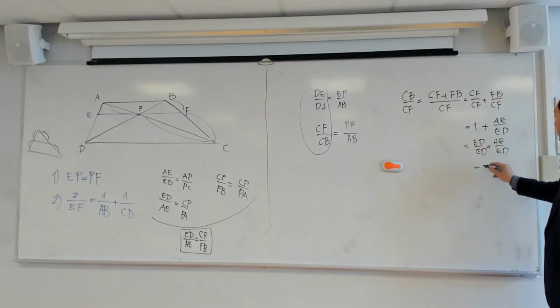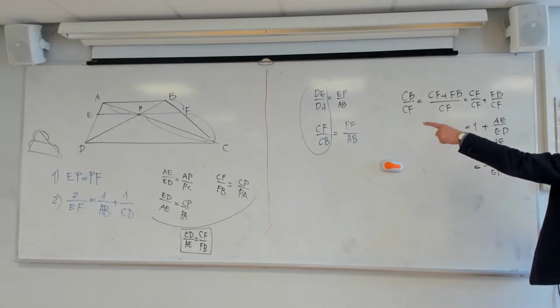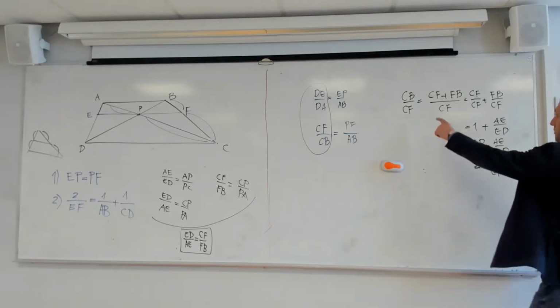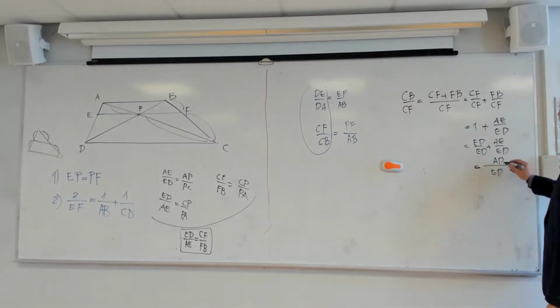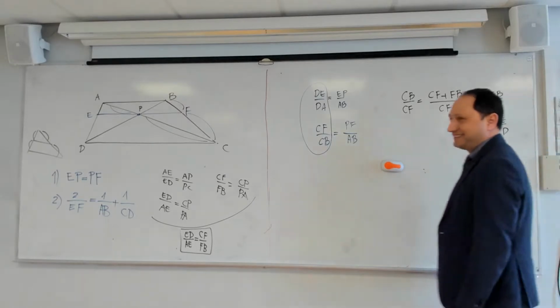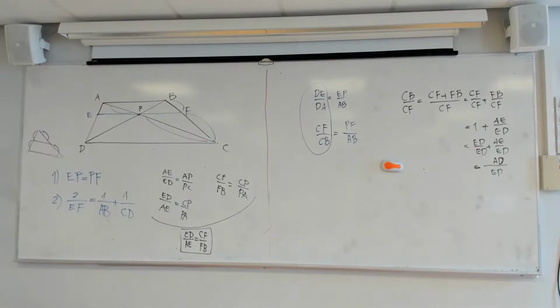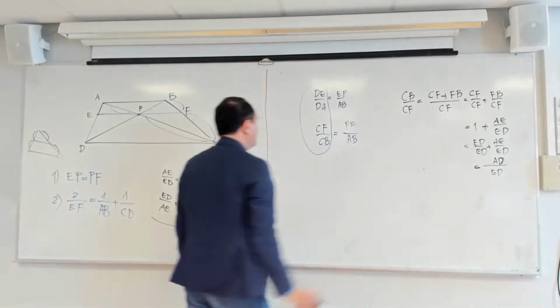And then this is the common denominator now. And ED plus AE, look at the picture, ED plus AE is AD. So I was able to show that CB over CF is equal to AD over ED. This is confusing. How did you get from CF over CF to 1 and FB over CF to AE over ED? Let me try to teach you a little bit.